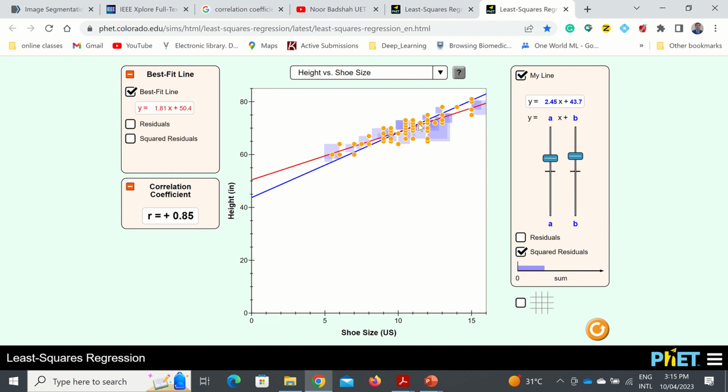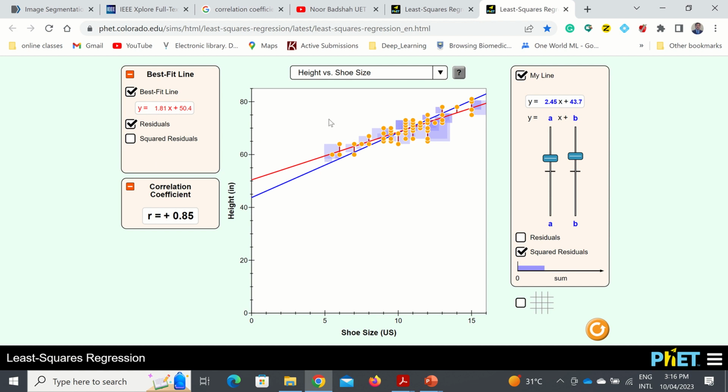The red line is the best fit, which has a slope of 1.81 and 50.4. And if you see the sum of the residuals, in this case the value is very close to 0. And if you talk about these residuals, again obviously the sum will be close to 0 as well.